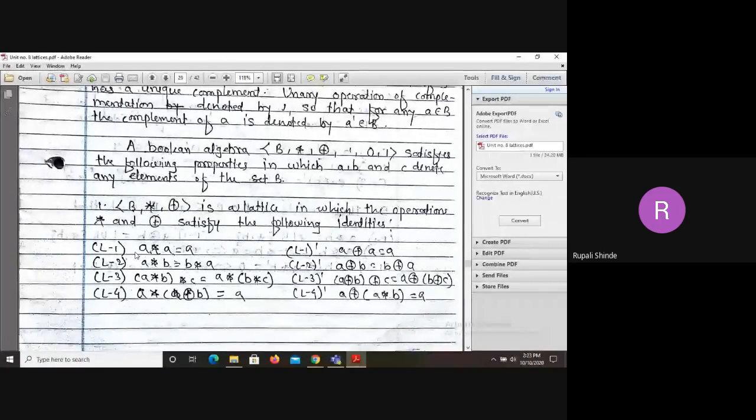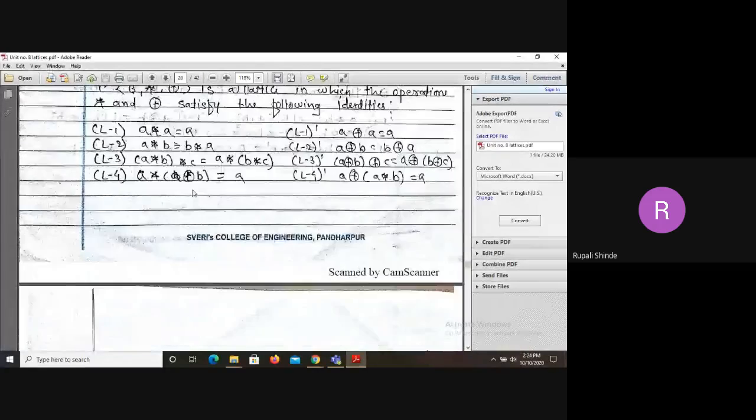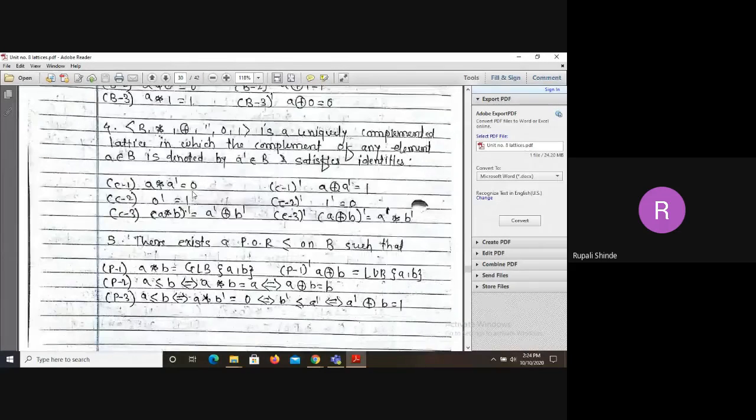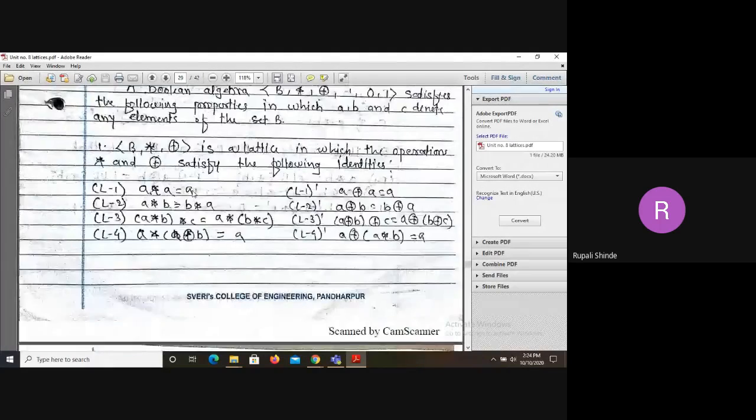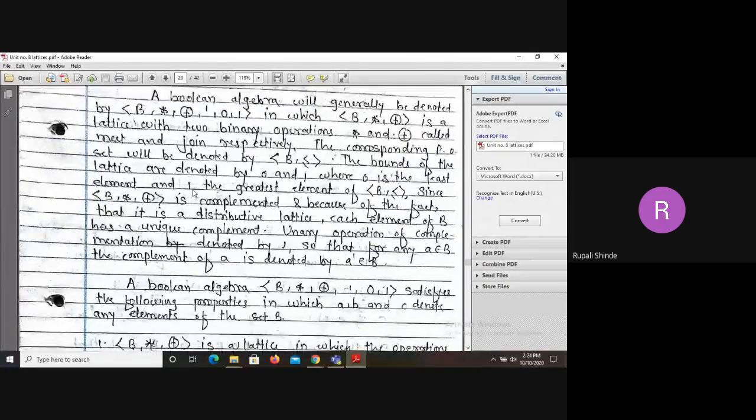So based on this, you will get question for 8 marks: write the properties of Boolean algebra. At that time, you have to mention all these 5 types of properties. Do you have any doubt regarding this point, properties of Boolean algebra?